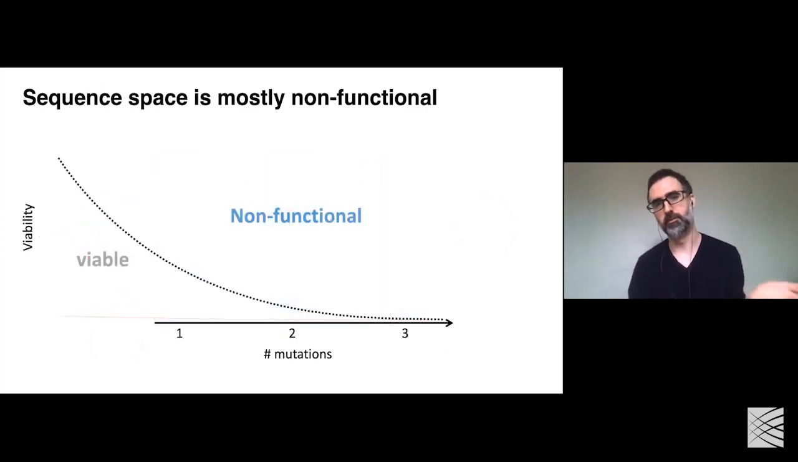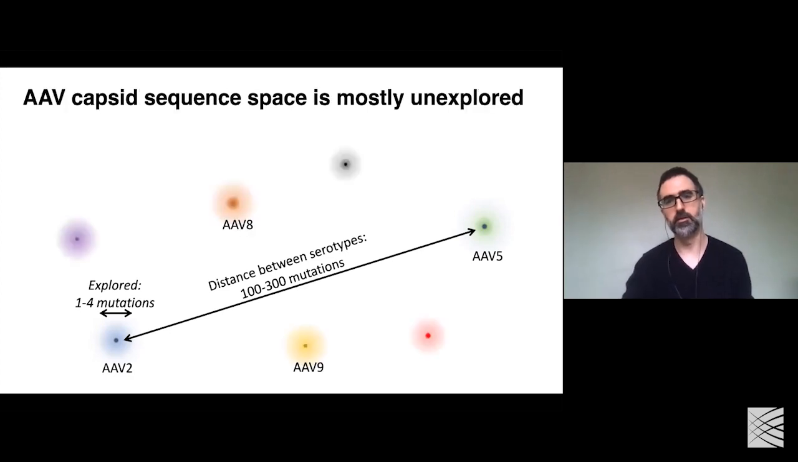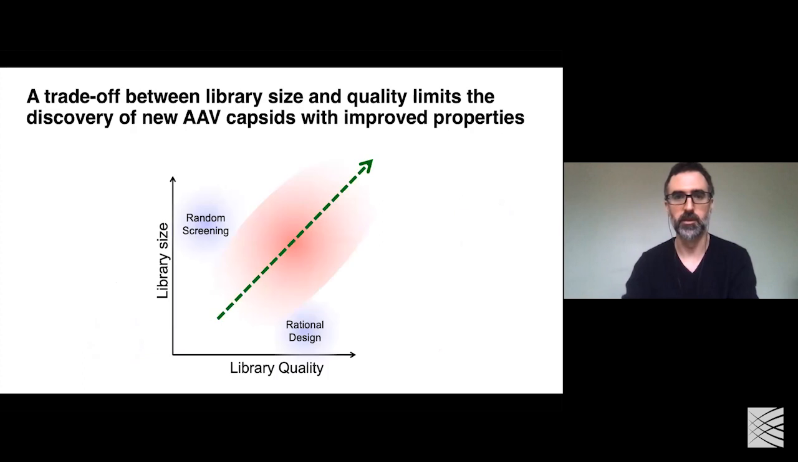So the big picture view is that the further away you go from a natural variant, especially if you're making the changes randomly, the more that library is going to be non-functional. For that reason, we say that random libraries are shallow, meaning they only explore the local neighborhood of your starting sequence. They don't come close to exploring this vast sequence space lying between all the natural AAVs, which we believe has the potential to contain greatly improved capsids for gene therapy.